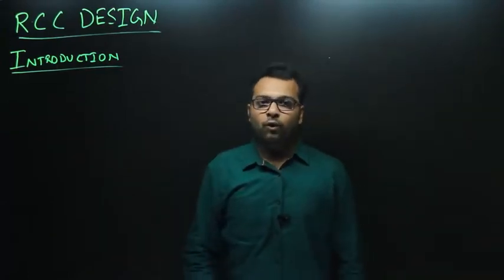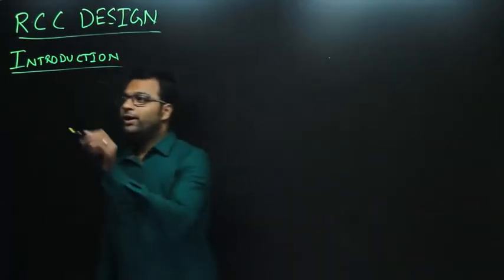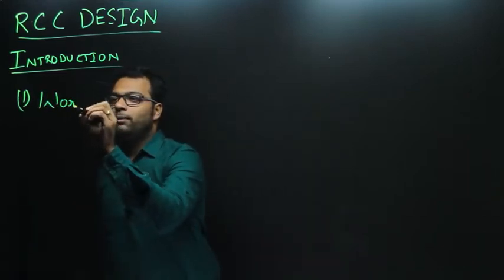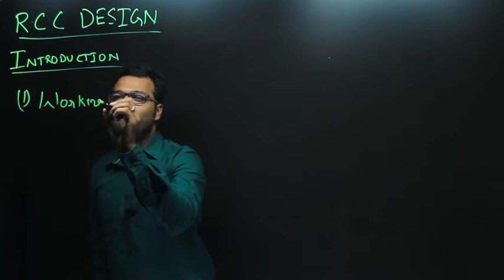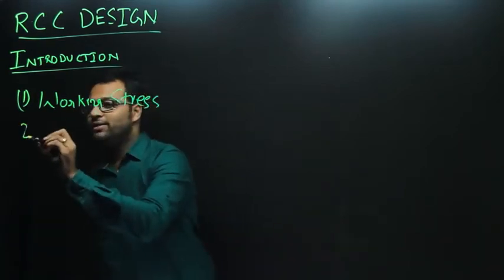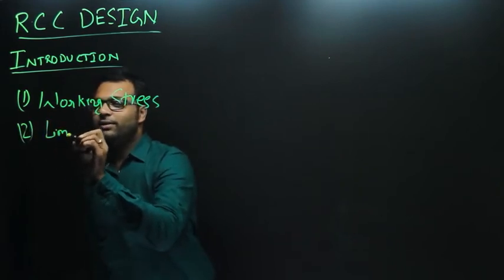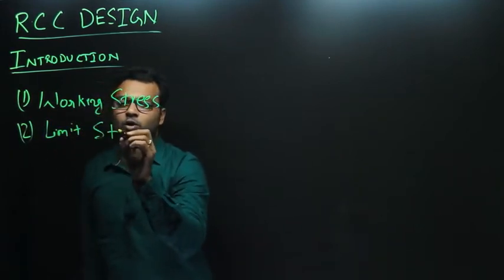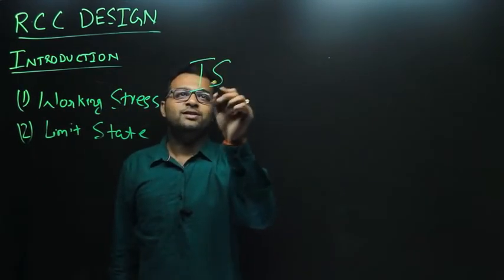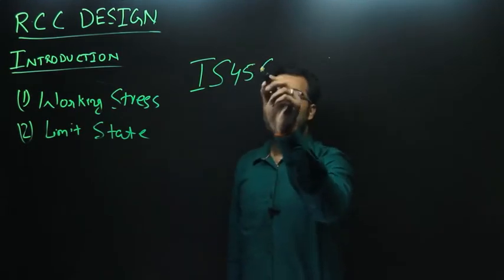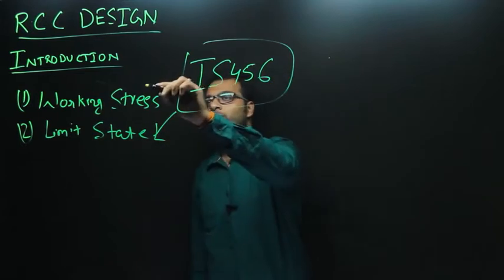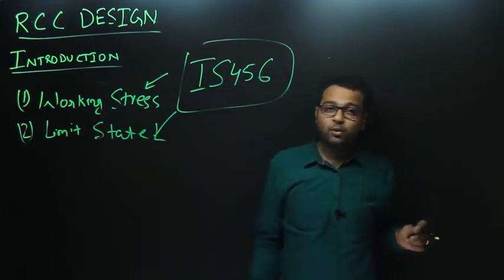Now when I talk about RCC design, there are two famous theories. One is the working stress method. This is an old method, and we don't follow it much in the industry now. The second method is the limit state method. When I talk about RCC design, we'll basically be following IS 456. The present IS 456 code deals with the limit state, and the previous code, which is now discarded, deals with the working stress method.